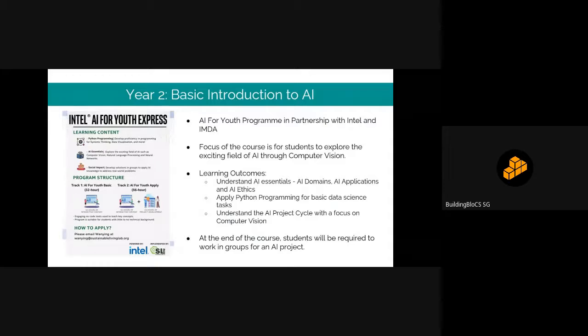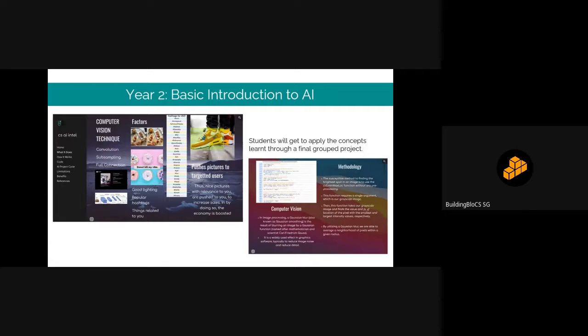The AI for Youth program aims to expose students to the exciting field of AI through computer vision. Students are first introduced to the broad applications of AI in real life. They will then learn to apply Python programming for basic data science tasks. Finally, they will apply concepts learned through a final group project. This is an example of the students' final project, where they use computer vision techniques taught to analyze photos. Nice pictures with relevance to the user will be pushed to the user, with an aim that it could entice the user to buy the product.